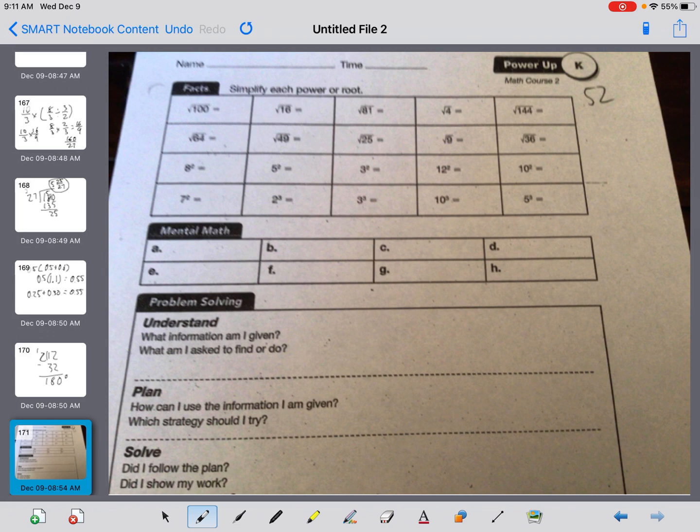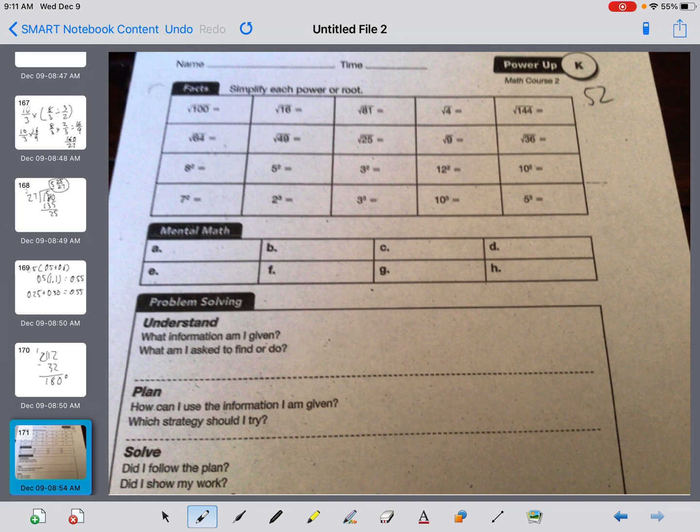Let's take on Power Up K here. It's the first time we've done that. The top of it is running square roots, and the bottom of it is running squares and a couple cubes. The square root of 100 is 10. The square root of 16 is 4. The square root of 81 is 9. The square root of 4 is 2. The square root of 144 is 12.